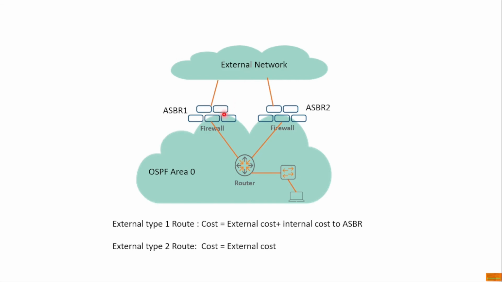So both the ASBRs will have same type 2 external cost, and since we have configured different initial cost, let's say we want to make this ASBR1 as primary path, so we can configure lower initial cost on ASBR1 for the internal side. So then ASBR1 is preferred always for the outgoing traffic for that particular external network.